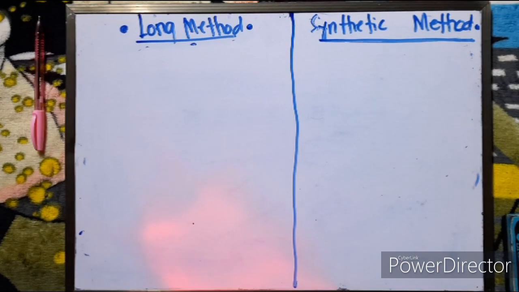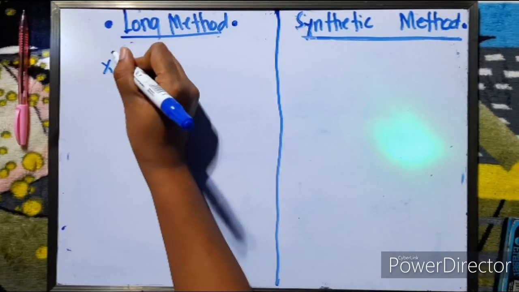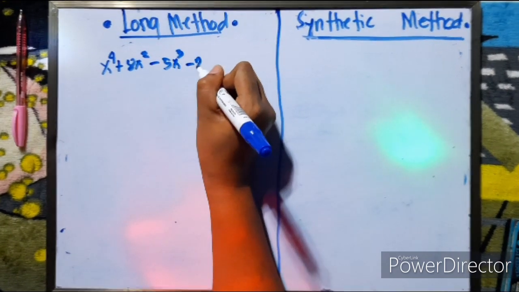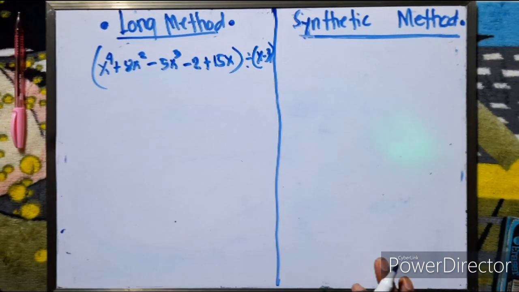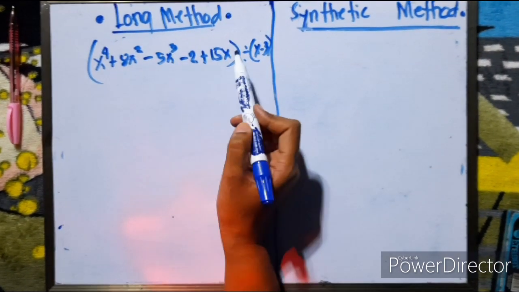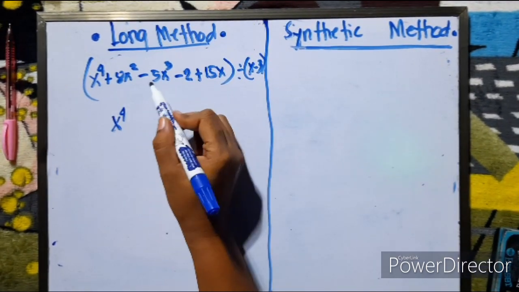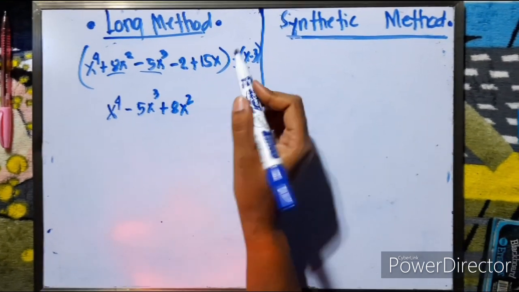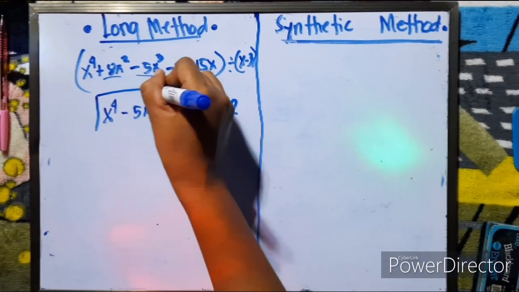Last example, you need to follow along, and practice this so we can master it. So we have x to the power of 4 plus 8x squared minus 5x cubed minus 2 plus 15x, divided by x minus 3. Check, is the dividend arranged? It is not arranged. So let us arrange it. We have x to the power of 4 first, then followed by negative 5x cubed, followed by 8x squared, and then positive 15x minus 2, divided by x minus 3.